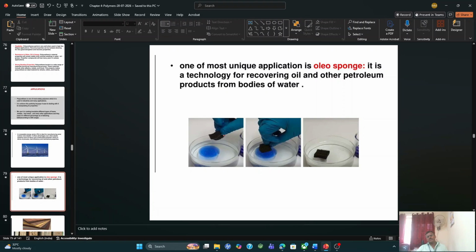Polyurethane also can be used to capture oil when it is added to water systems. When you have oil-water systems, with this sponge we can capture the oil very easily.